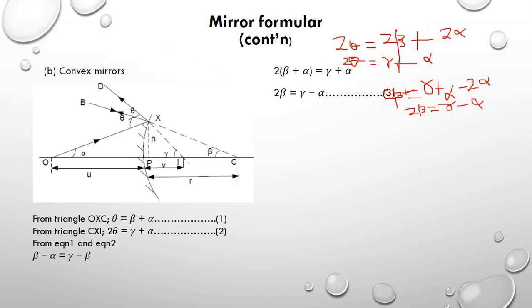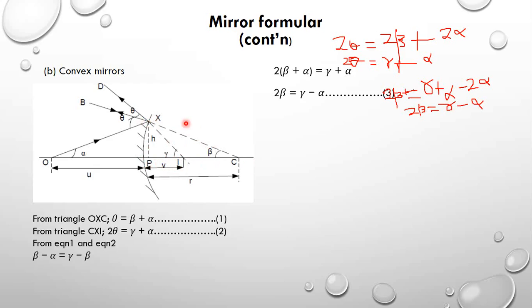So we shall get that finally: 2 beta is equal to gamma minus alpha. After getting that, we shall also replace. If I want to get alpha, alpha is going to be opposite, which is h, over adjacent, which is u, and also gamma is equal to opposite, which is h, over adjacent, which is v, and then beta is equal to opposite, which is h, over adjacent, which is r.